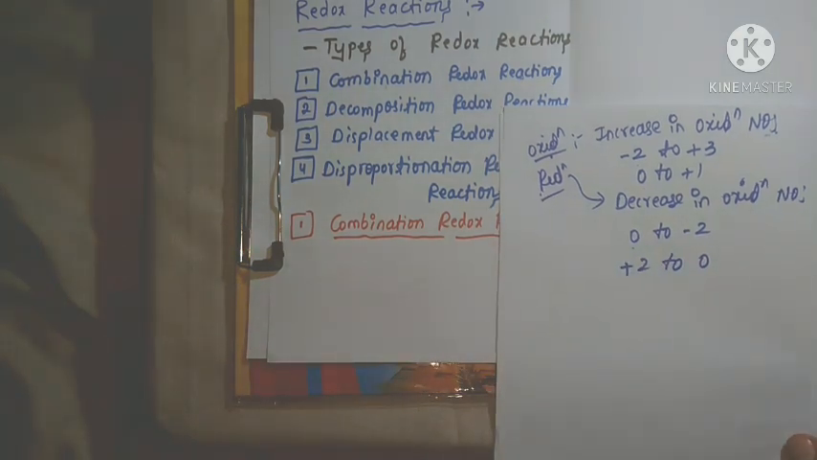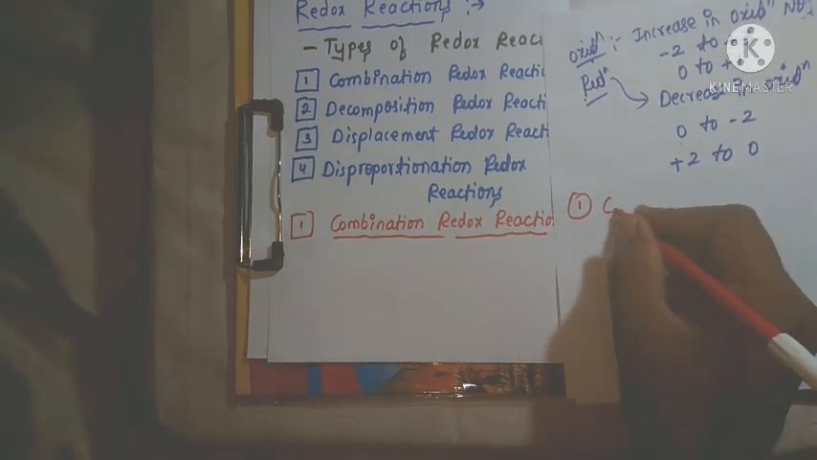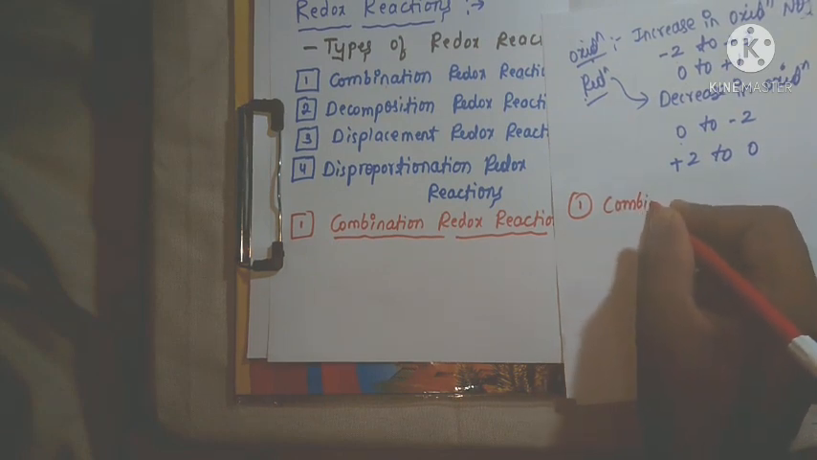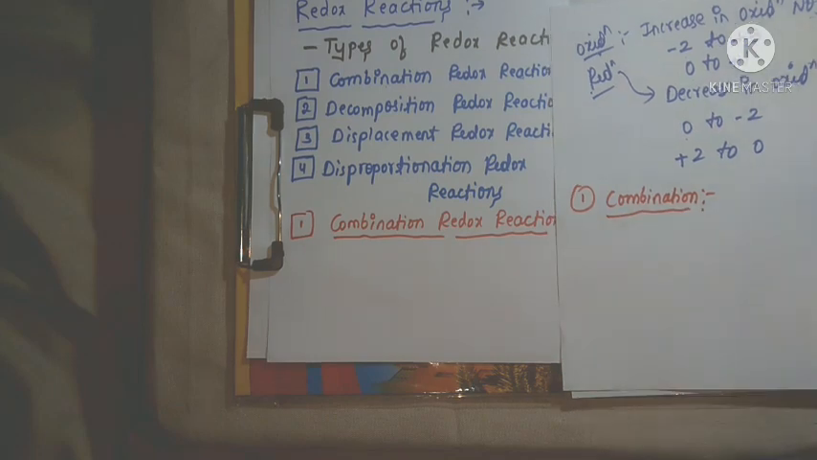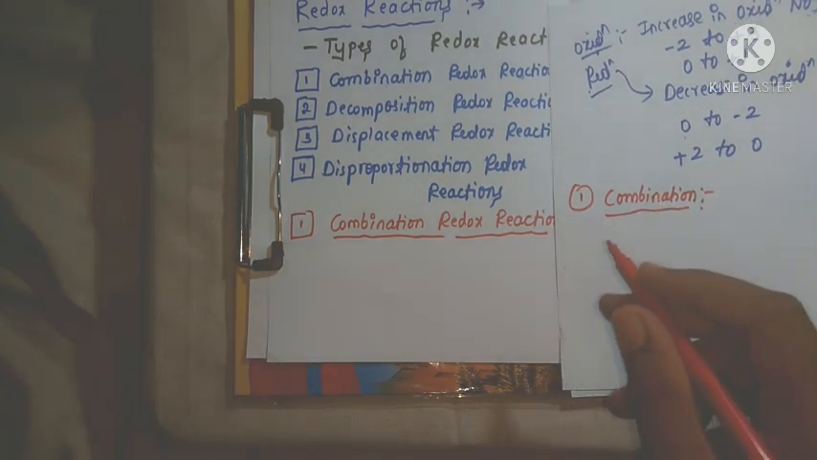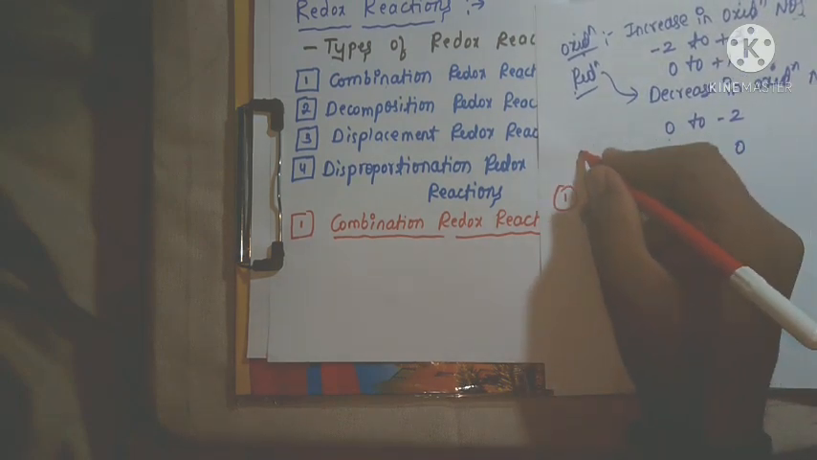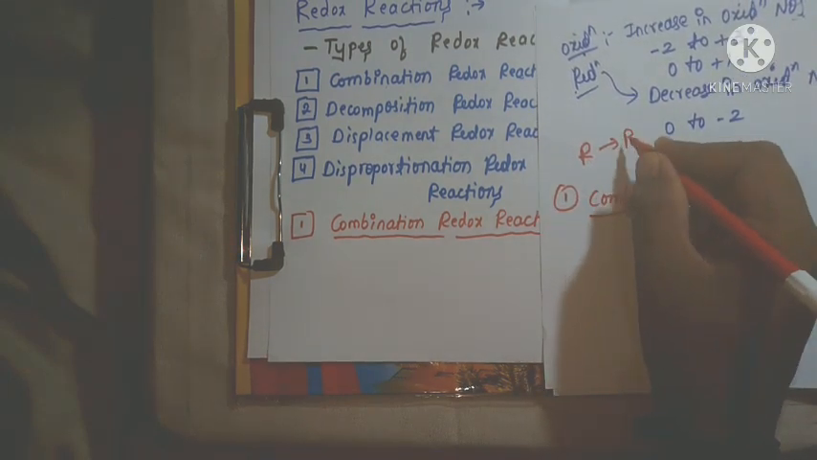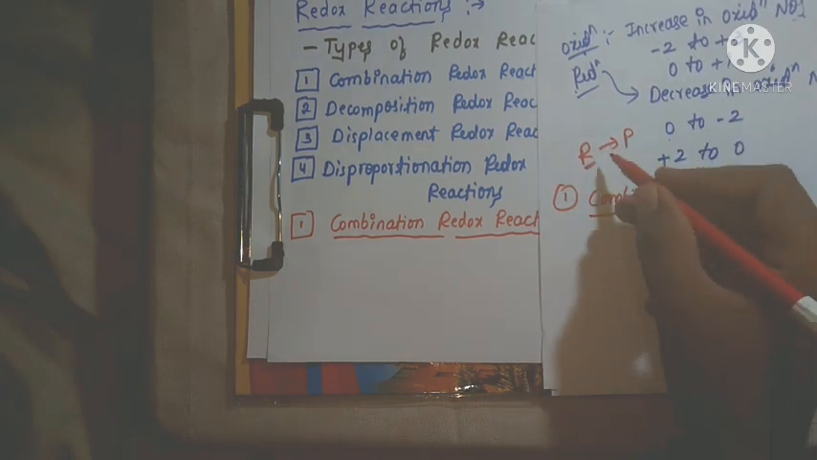Now we are discussing combination redox reaction. I am taking examples. Now, what is meant by combination? Already you know. In a chemical reaction, always reactant converts into product. Reactants are on the left side of the arrow, products on the right side of the arrow. It is also basic, right?